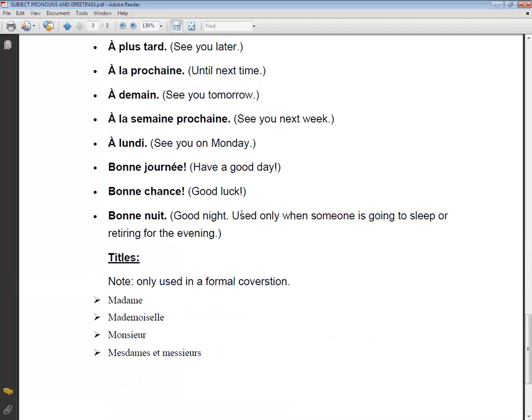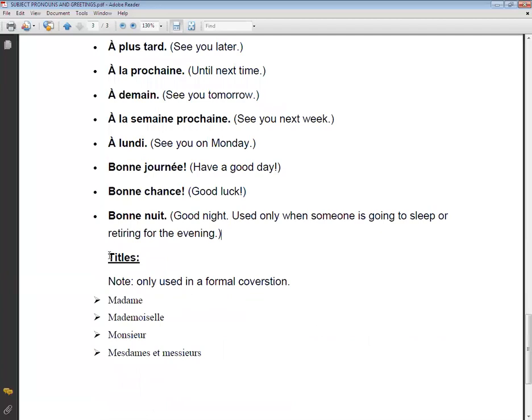So we use bonne nuit only when someone is going to sleep or retiring for the evening. Meaning you are retiring to bed, you are going to have some rest. That's when you say bonne nuit. Now, there are quite a number of greetings I want to add, if not today, next time, because greetings are so many.